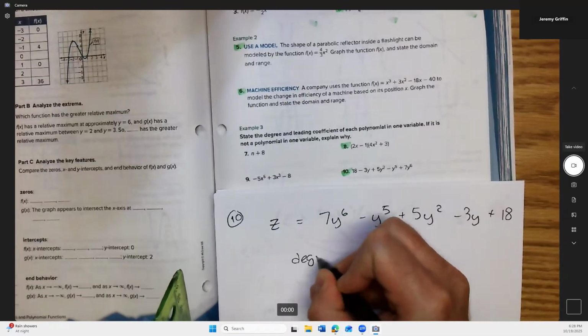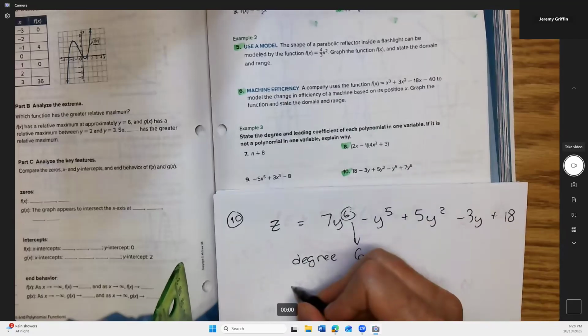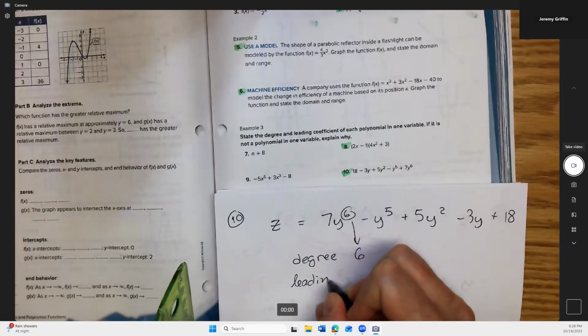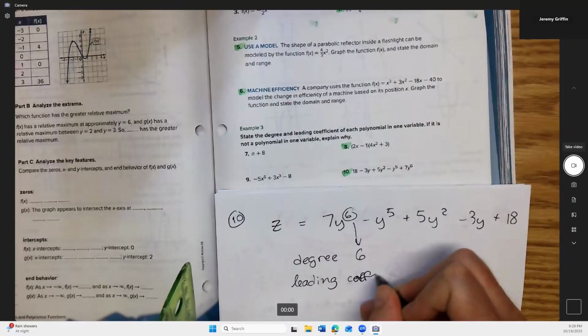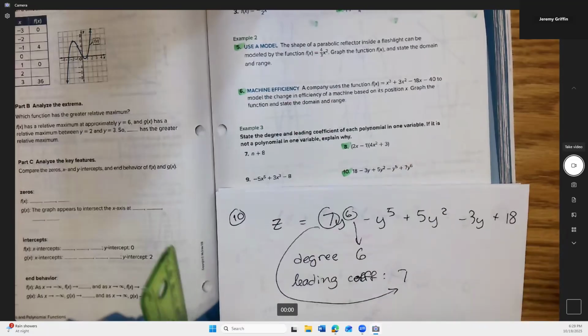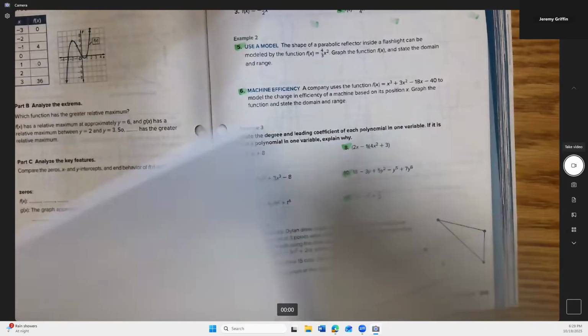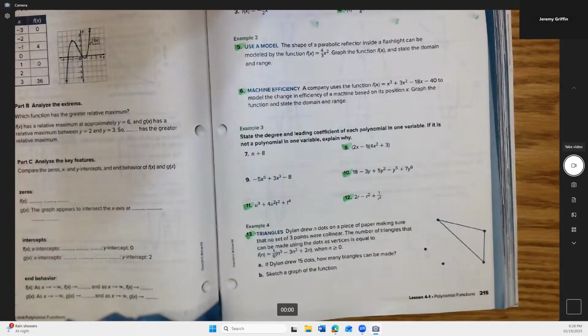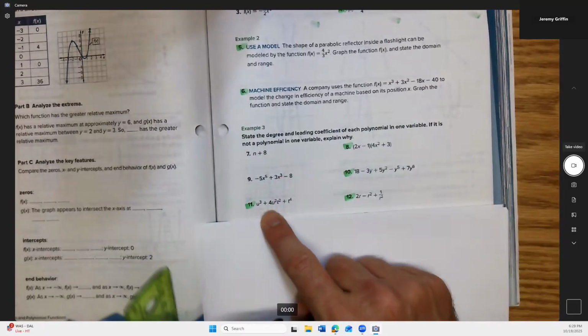And so this one has degree 6 from right here, bing, and leading coefficient of 7. Okay, that's wrong right here. Bing, there you go. Degree, leading coefficient. Wait, no, 11. Hey, look at this. 11.